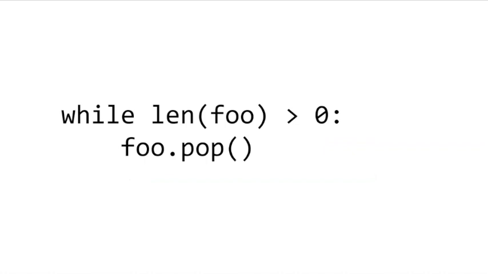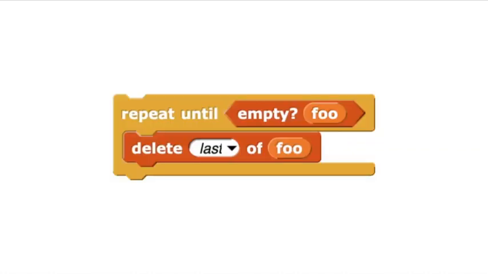What we have in Python instead is something called a while loop. And the while loop is sort of the opposite of what a repeat until block does. So let's look closely at this repeat until. With this block, I'm repeating the inside until this predicate is true. So I'm saying I'm going to keep repeating this delete statement until this predicate becomes true.